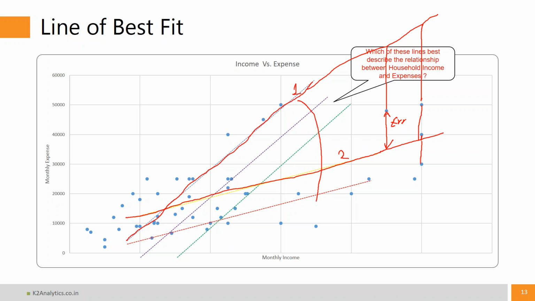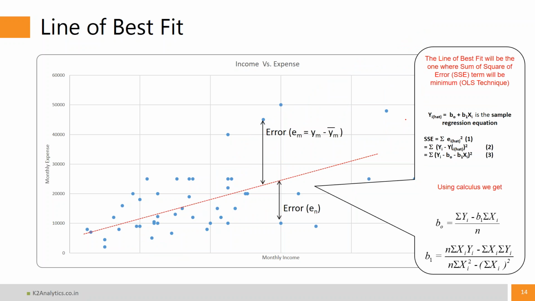So I need some function, I need some measure by which I can say this is the line of best fit. And that measure is basically how far off you are from your actual. How far off the estimate is from the actual. So that is the way this entire linear equation, linear regression, line of best fit is done.